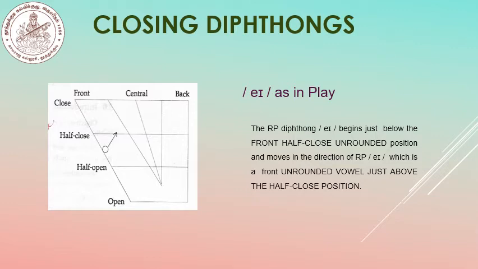which is a centralized front unrounded vowel just above the half close position. Let's move on to the second one.